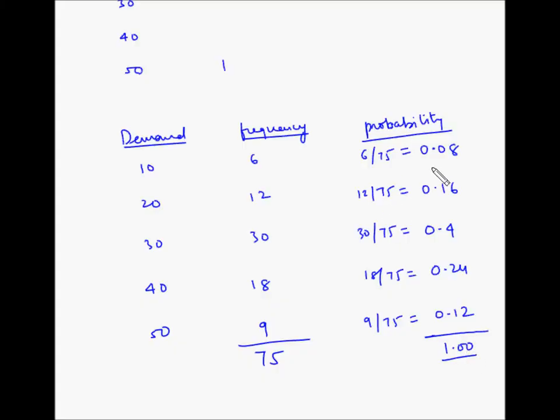So what this means is that 8% of times the customers order lot size of 10, 16% they order lot size of 20, 40% they order lot size of 30, and so on. So this information is very helpful in forecasting the demand for the next year or the future period in consideration. And that may help in some decision making processes.